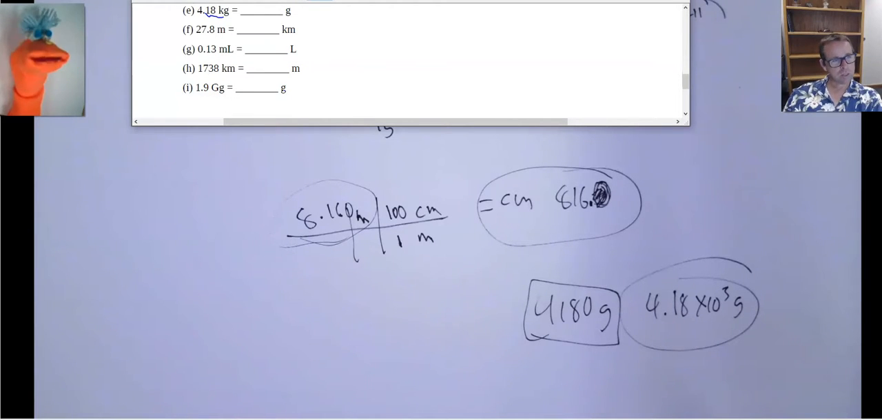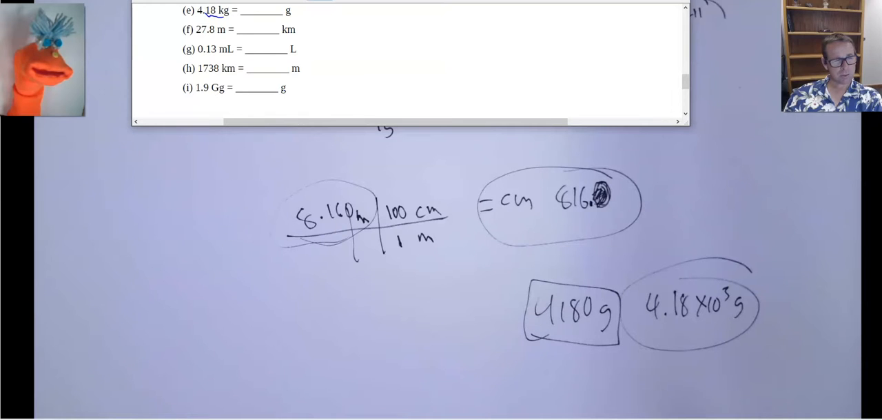All right, 27.8 meters. How many kilometers? It's less, right? So 0.0278. Very good. 0.13 milliliters. How many liters? 0.13 milliliters to liters. It's less again, so divided by 1,000. Very good. So 0.00013 liters.